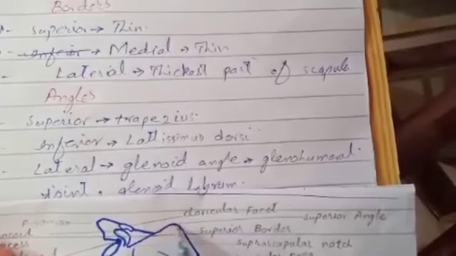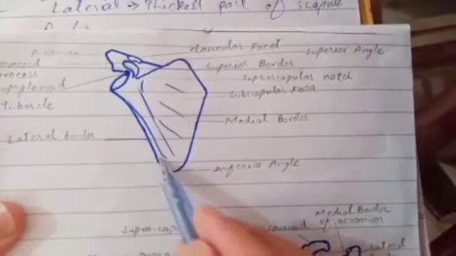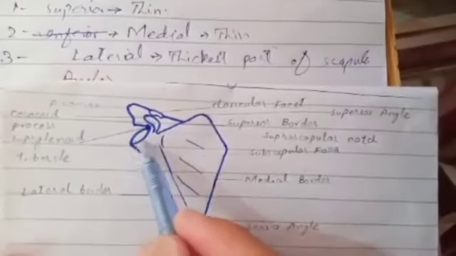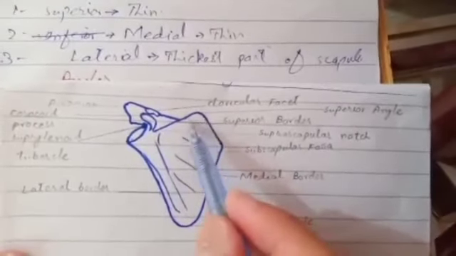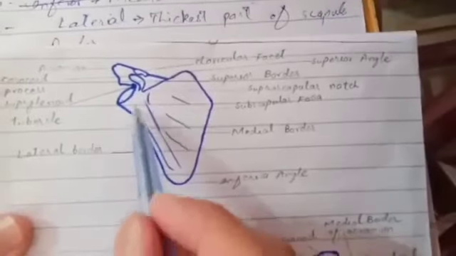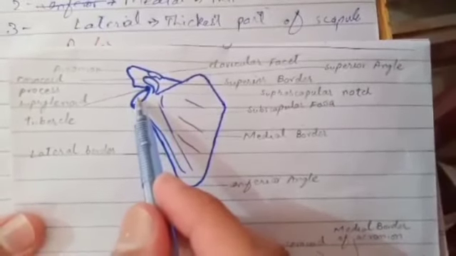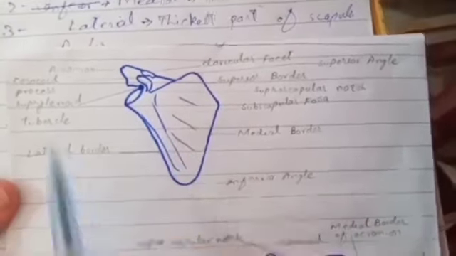Now we show them on the diagram. This is the superior angle. It is of almost triangular shape. This is the superior angle of the scapula, this one is the inferior angle, and this one is the lateral angle. The superior one gives attachment to trapezius, the inferior one gives attachment to latissimus dorsi on the dorsal aspect, while the lateral one gives attachment to the humeral head to form the glenohumeral joint. These three were the angles.